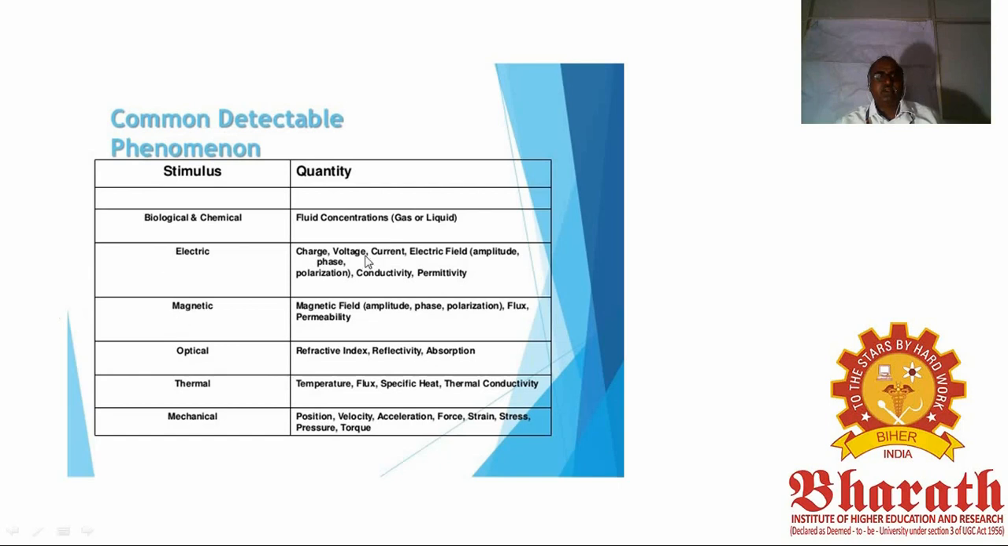The magnetic stimulus is quantified by magnetic field. It may have various amplitude, different phase and polarization. Of course, flux and permeability form part of a magnetic stimulus. Optical stimulus can be quantified using the refractive index, the reflectivity, and also absorption, which happens in various surfaces.